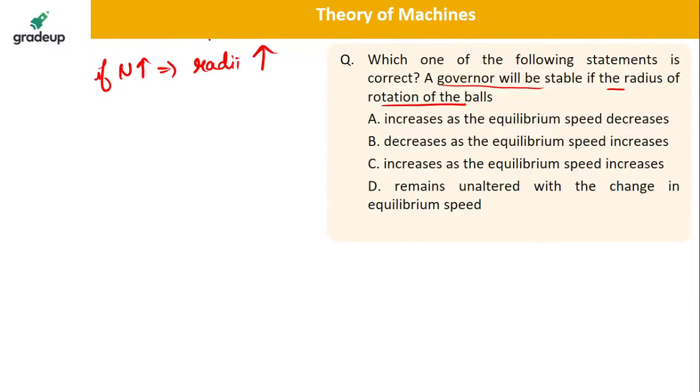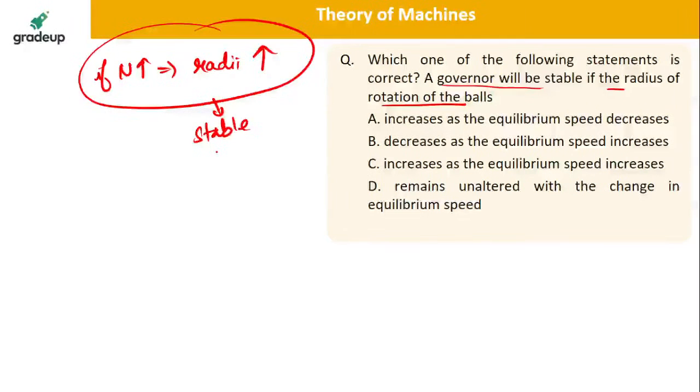It has to increase. That is the definition of a stable governor. Option C is the correct answer. Very good. Shivani, Pratibha, Nitish, absolutely correct.